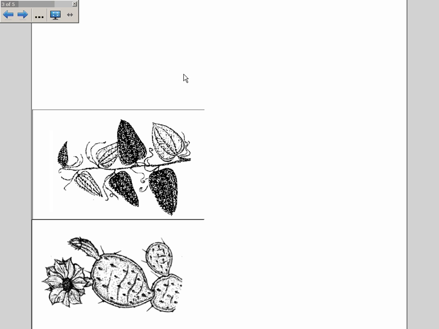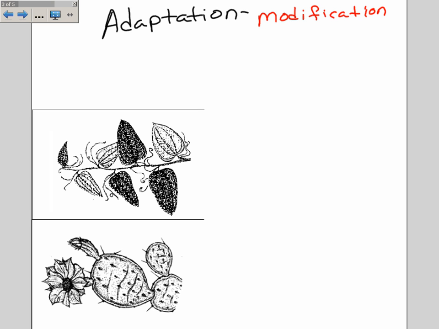Alright, so today we're talking about plant adaptations. An adaptation is a modification of something that's different, something that's changed to help an organism survive. And we're going to go through several of them today.